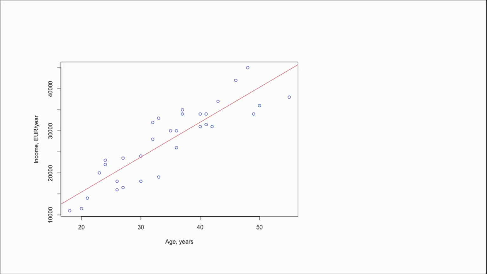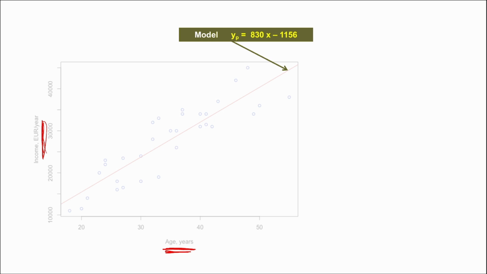Okay. And now let me show you an example. In this case, I use people data. This is 32 persons. This is the age of these persons in years. This is the income of these persons in euros a year. And then you can see that although the points are pretty much scattered, you can clearly see a linear trend, and we can make a fit. We don't know yet how to make the fit, but I made this fit for you. So this is my model. It says if you take the age of a person, multiply by 830, and subtract 1156, you will get the average salary of a person of that age.